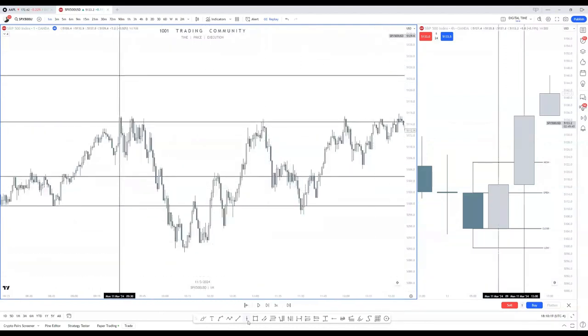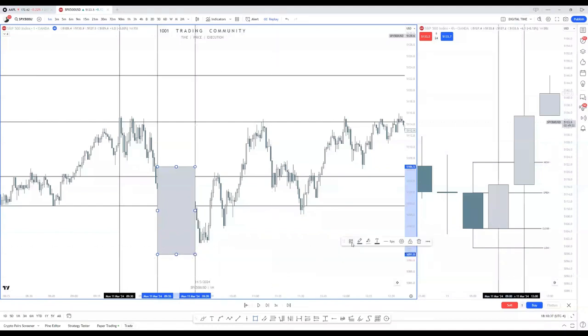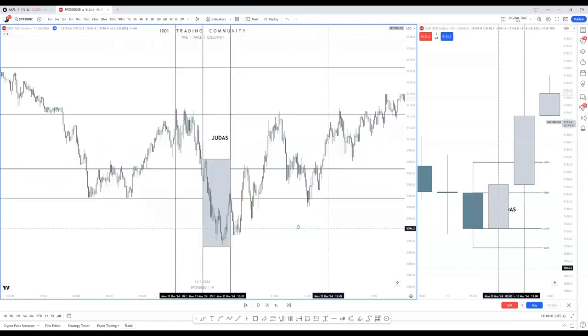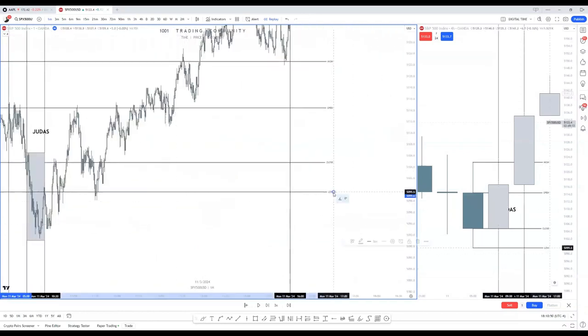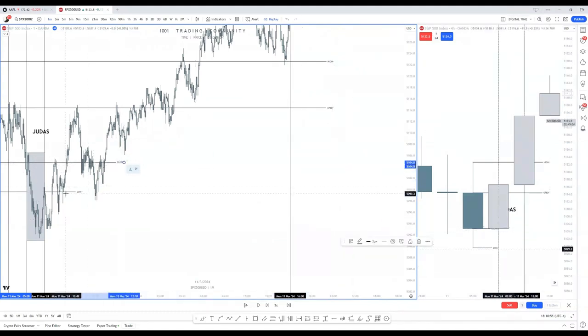Now, we know the models. 9:55 to 10:20 is Judas. And at this point, we're in Judas territory. So now we have time. We have the aspect of time. And remember, the 4-hour candles, that's the absolute low of the previous candle. This is the close, and that's low.